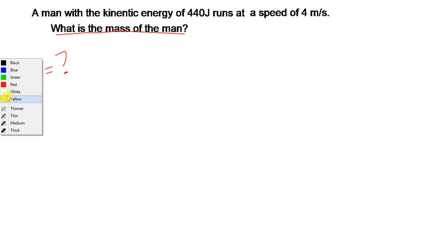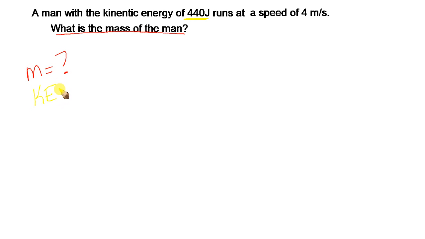Let's identify what I do know. I know that kinetic energy has 440 joules. Remember that my units of kinetic energy is joules. So I know that KE equals 440 joules. And I also know that my velocity equals 4 meters per second. My units for velocity is meters per second. So I've identified all my known variables.